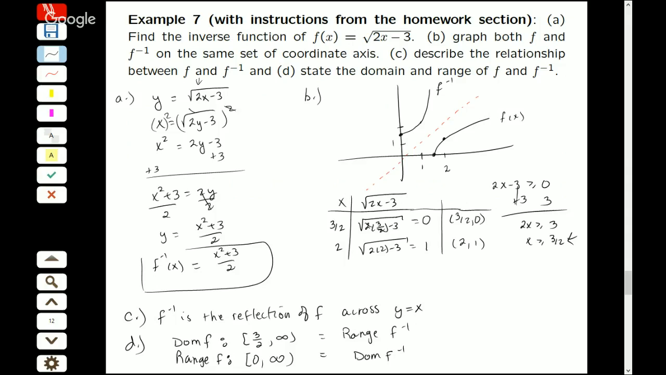So a lot of cutting and pasting on your homework here. Once you figure out the domain for f, you can find the range for f inverse, and vice versa. I would find your domain and range for your f function and use that. Just cut and paste for your f inverse. It's usually the easiest way to go about it. Any questions on that?